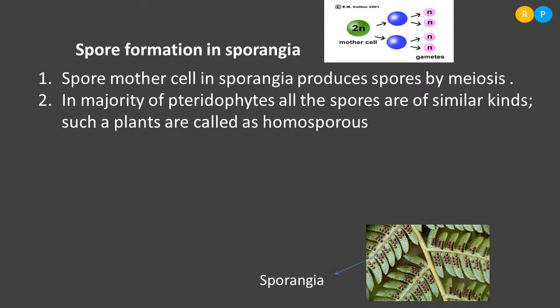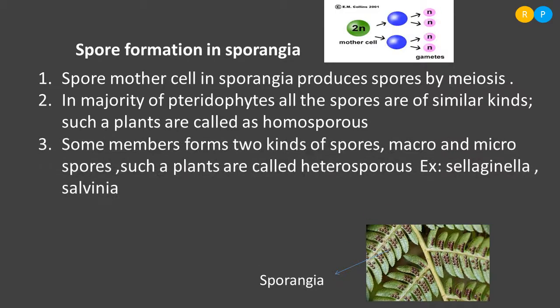So because of the same kind of spores produced within the sporangia, some members of the pteridophytic plants are named homosporous plants. Understood? So how many homosporous plants do we have in the pteridophytes? The majority of the pteridophytic plants are homosporous. Understood? There are a few pteridophytic plants that actually produce two kinds of spores. Two kinds of spores we can see here.